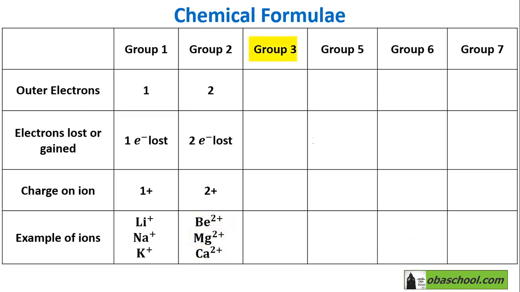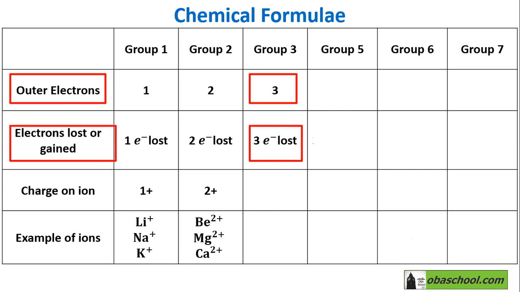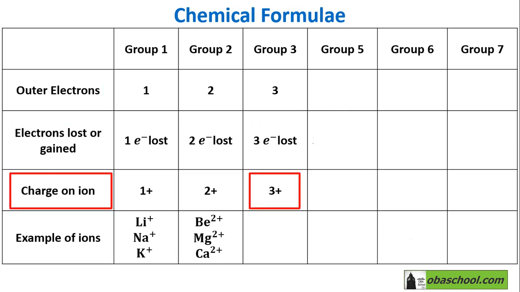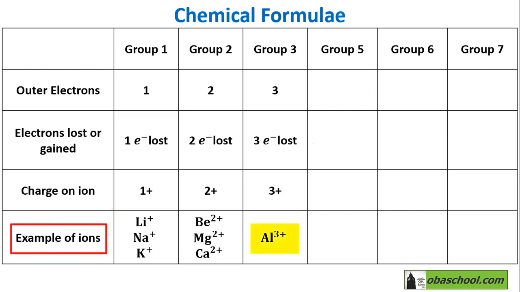Elements in group 3 always have 3 outer electrons. This means 3 electrons are lost when they become ions, meaning the charge on the ion is 3+. And Al3+ is an example of an element in group 3.